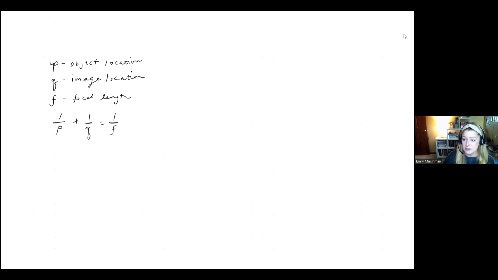So this is how we can determine the location of where the image is if we know where we have placed the object and the focal length of the mirror.